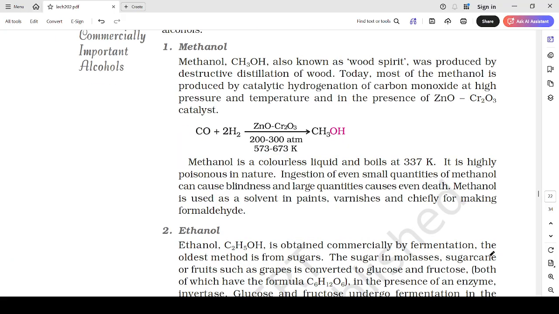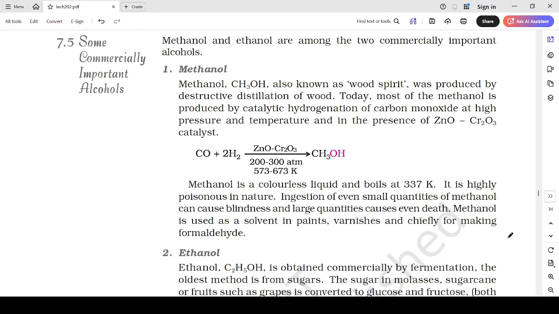Okay. We are going for the commercial preparation of the alcohols here. The first one is methanol, which is also called wood spirit. This is done by destructive distillation of wood. That means I'm just combusting the whole wood and I'm getting it. That is what is called destructive distillation.